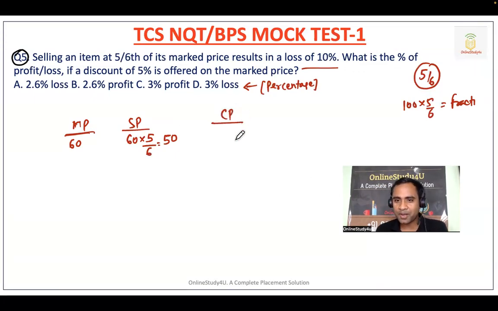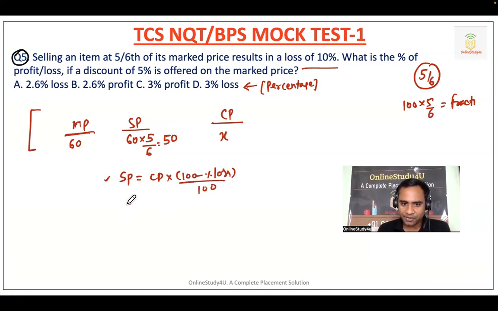Cost price I am assuming as X. Now this is the data I have. If I am selling at 50 rupees, I am getting a loss of 10%. You know the formula for selling price: selling price is equal to cost price into 100 minus percentage of loss, divided by 100, right? Now, selling price I have kept as 50, and cost price assumed as X.